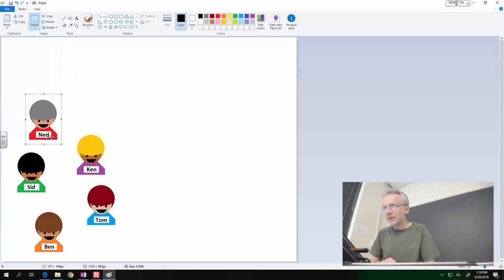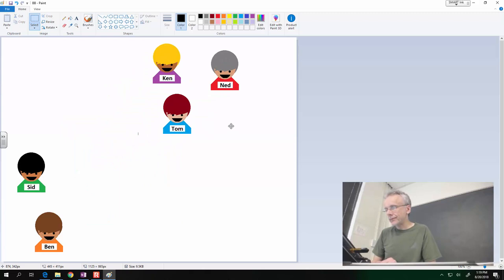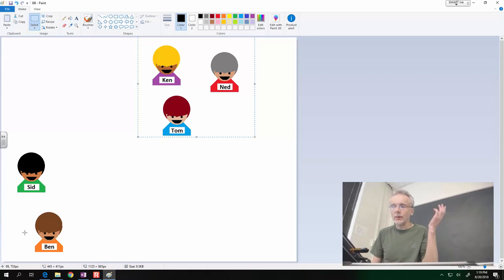But I could form a new set. So that's a new set over there on the right. One set, another set. I know that Sid does not belong to that set, and Ben doesn't, Tom does, and so on. So you can see this as a starting point of what you can do with sets.